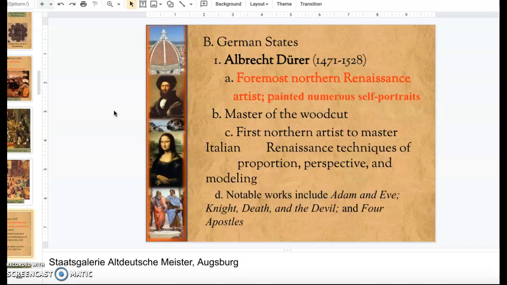So we know Dürer was a foremost Northern Renaissance artist who happened to be from one of the German states, and he was best known for painting numerous self-portraits, and I'll share with you in a moment at least one or two of those. Again, you don't have to write down the part about him being the master of the woodcut and being that first Northern artist to master some of the Italian Renaissance techniques. So just focus on him being a Northern Renaissance artist and him being known for painting numerous self-portraits.